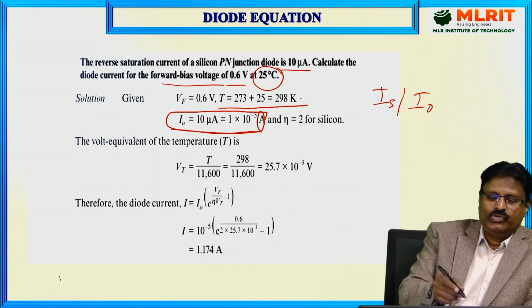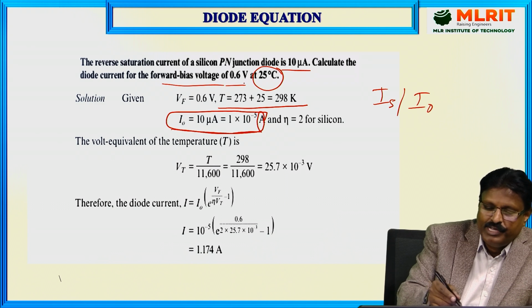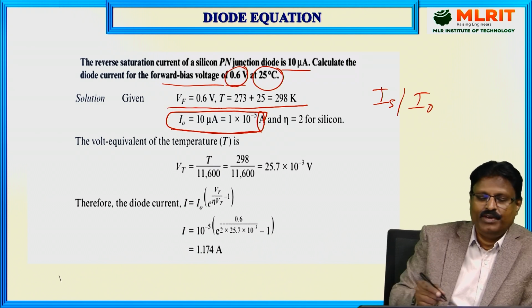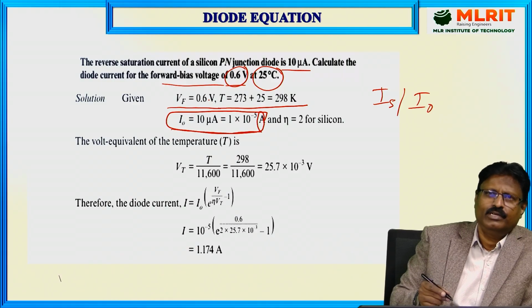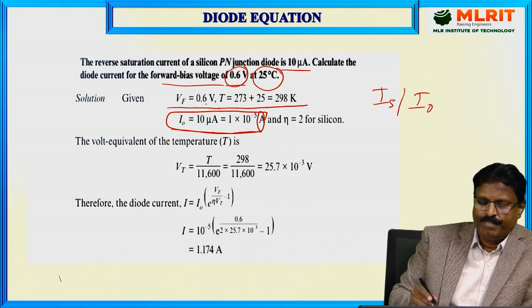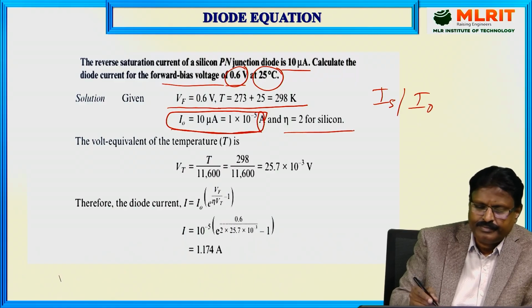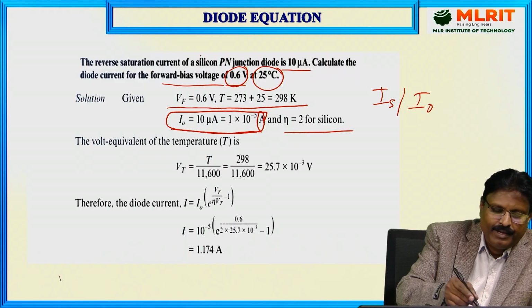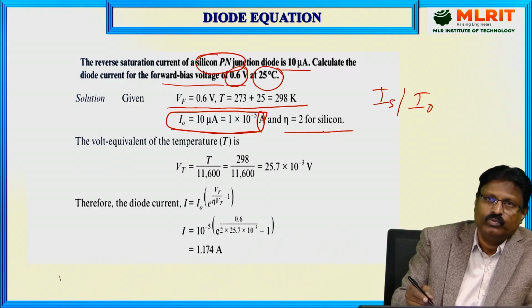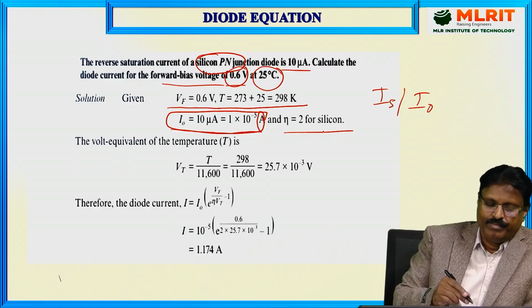Applied voltage is also given, that is 0.6 volts. So Vf is equal to 0.6 volts. In our formula it is Vd, so Vd is equal to 0.6 volts. And here eta, because he mentioned the PN diode as a silicon PN diode, that's why n, or eta, is equal to 2.